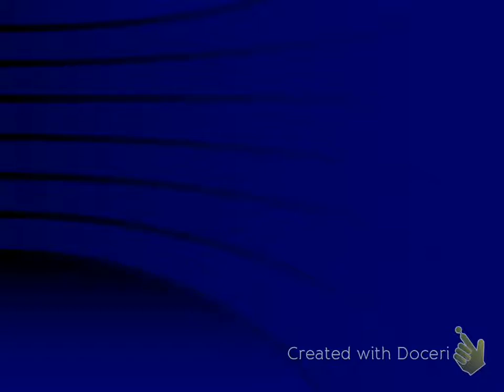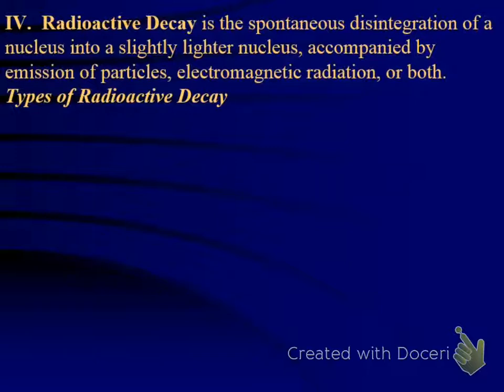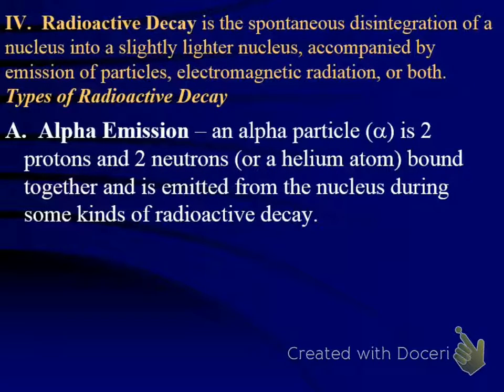Okay, radioactive decay is the spontaneous disintegration of a nucleus into a slightly lighter nucleus accompanied by types of emission. These are the types of radioactive decay. The first one is alpha emission. Okay, alpha emission is basically we're emitting a helium particle. Okay, so it looks like this.